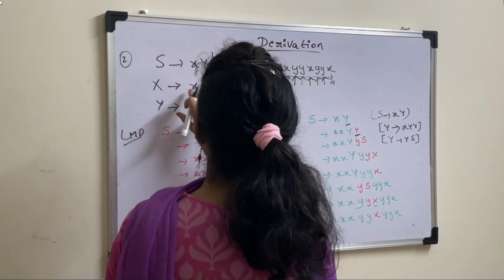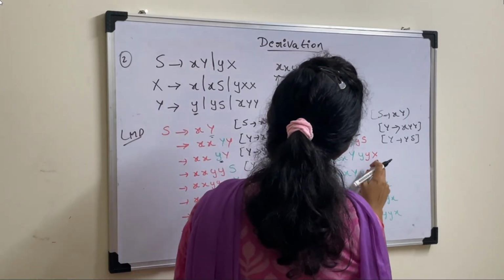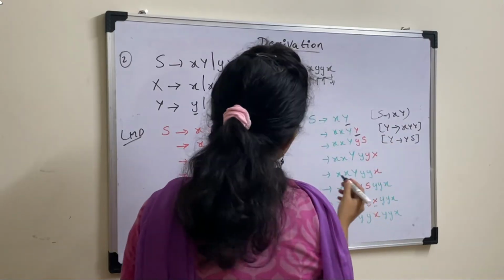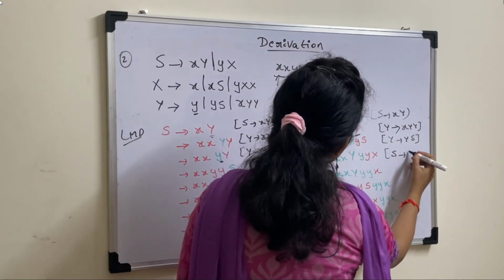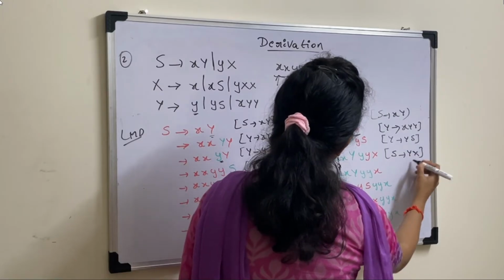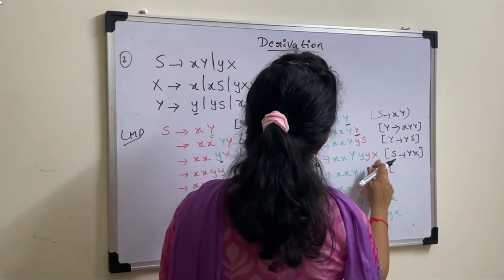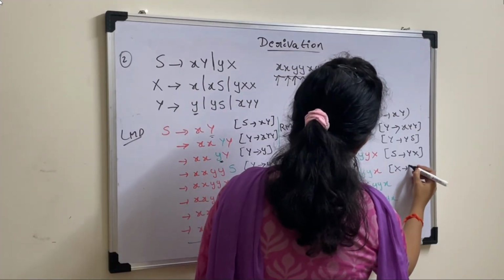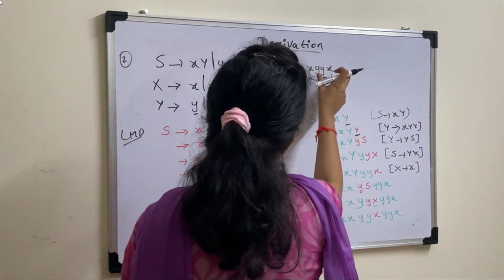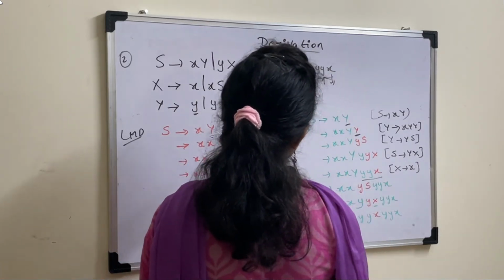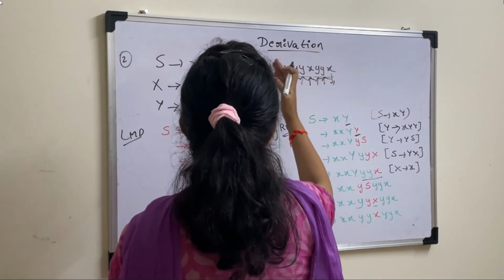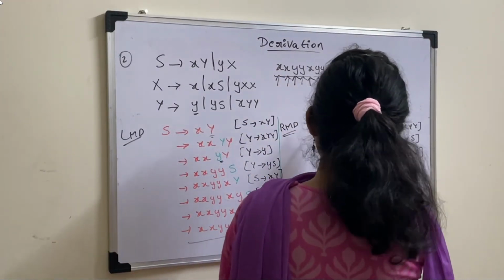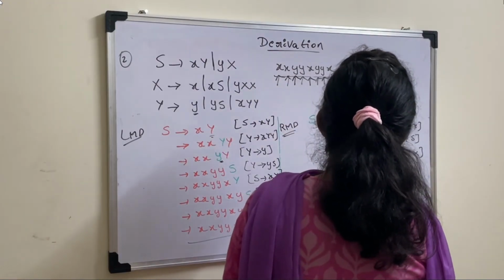As we have the production X derives x, you can take capital X in that way. So S should be substituted with yX, and now capital X is replaced with small x. Now if you observe, we got the last three terms y, x. Now we need to proceed backward here.